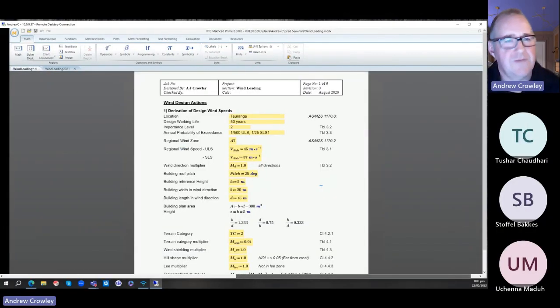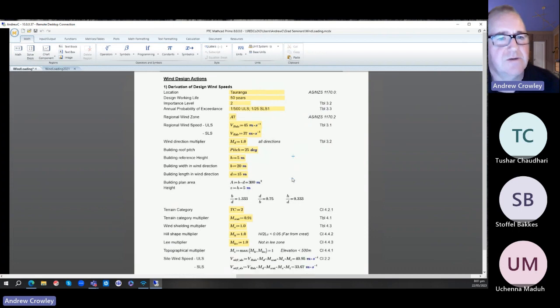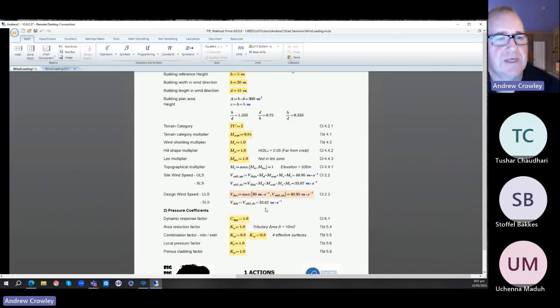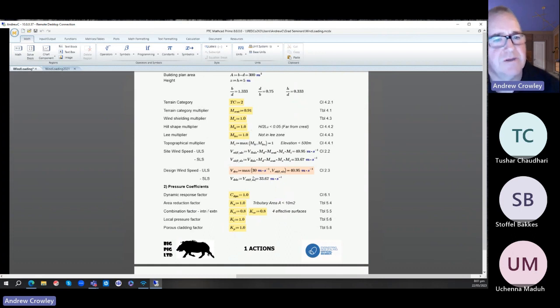So here is the Mathcad version, and you just take all the equations out of the code and put them into Mathcad. So you put these as an input, the MDs and so on, terrain categories, the MZ cats you can work out, and just multiply it all together. That gives you your design wind speed.